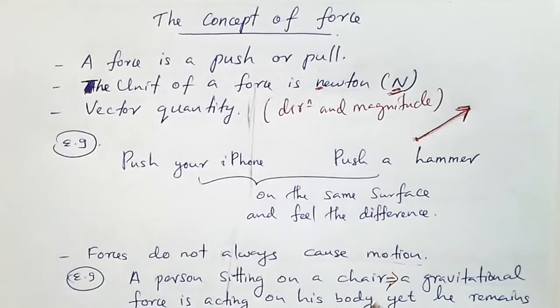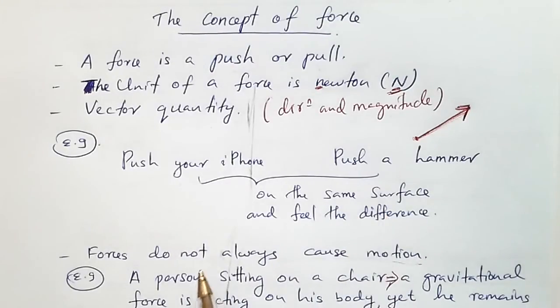Basically, forces help us to move an object from one point to another. And this is actually based on the surface roughness and the mass of the object. So based on the surface roughness and the mass of the object, you will feel you need to apply different forces to move an object from one place to another.